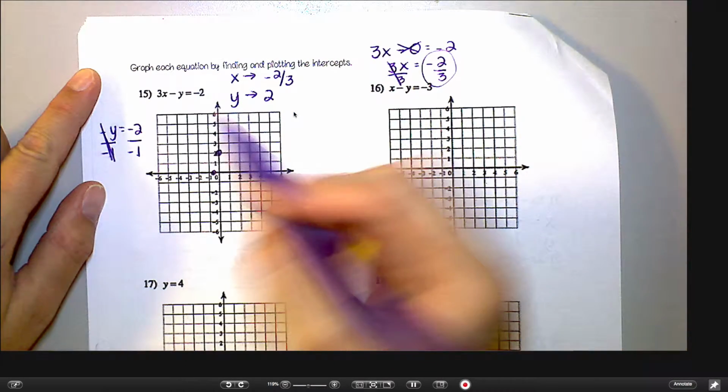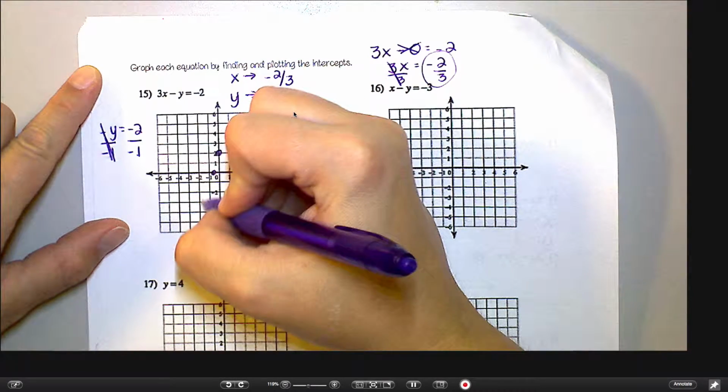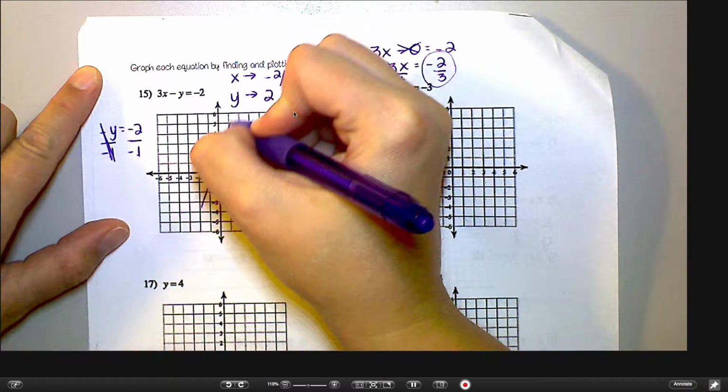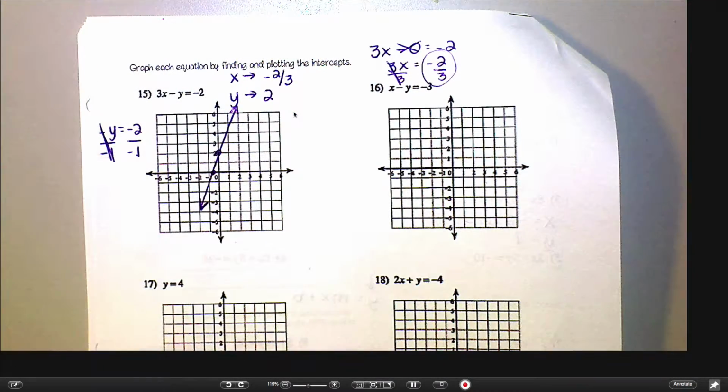And then from there, let's see, my line's going to look something like this. Okay. So that's what this section wanted you to do, is it wanted you to find the intercepts, put both intercepts on the graph, and then connect them. Okay? Do you want to do another one of these?